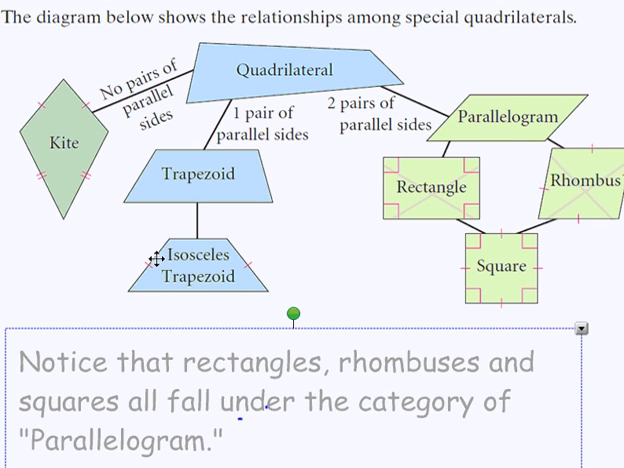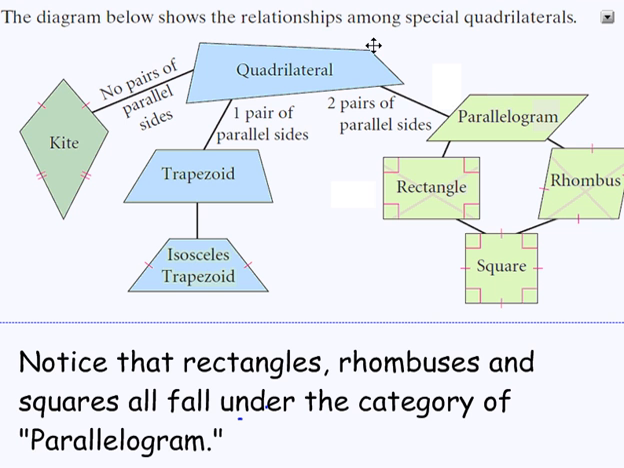This diagram here shows the relationships among special quadrilaterals. Now, I want you to notice that rectangles, rhombuses, and squares all fall under the category of parallelogram. So a rectangle, square, and a rhombus, they are types of parallelograms. They fall under that category. All right?